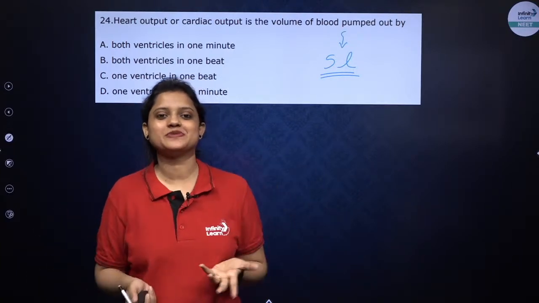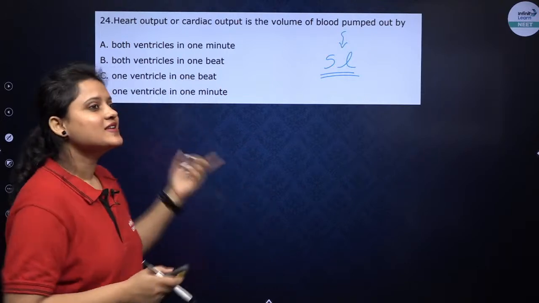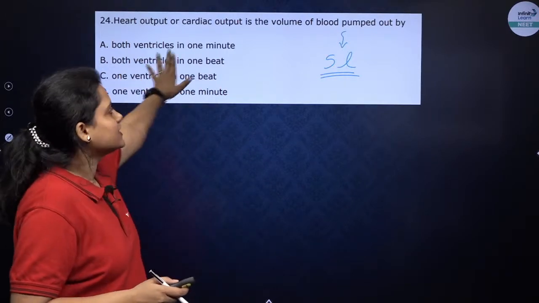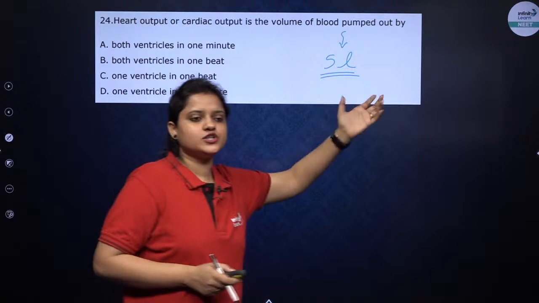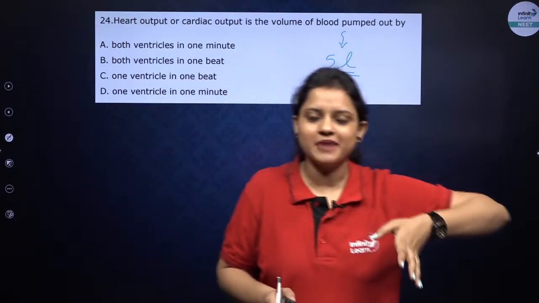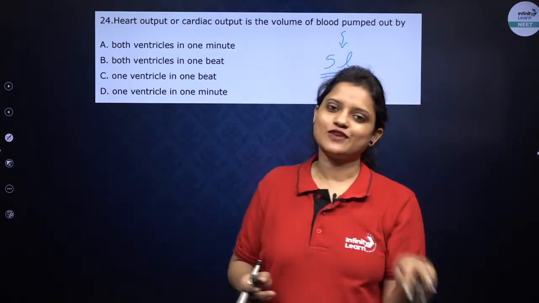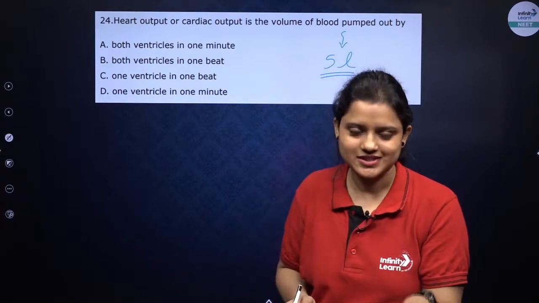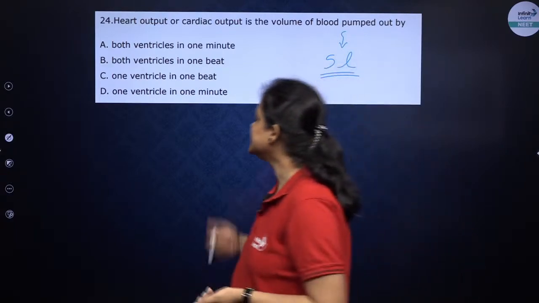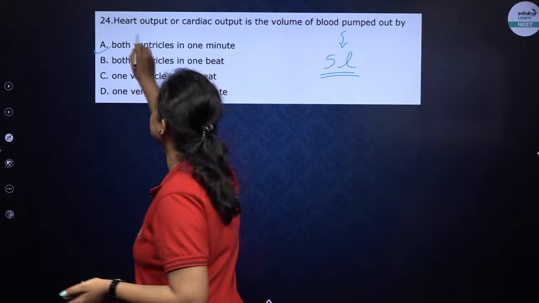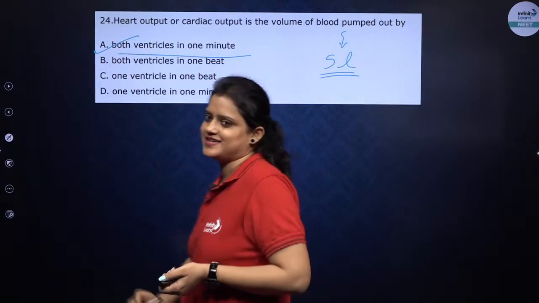AB blood group is also present in universe. Yes, AB blood group is also present in universe. Okay. So, correct option here. Can anybody tell me 5 liters of blood is pumped by both the ventricles of heart in 1 minute? So correct option will be both ventricles in 1 minute.